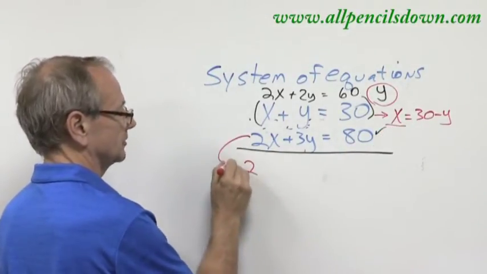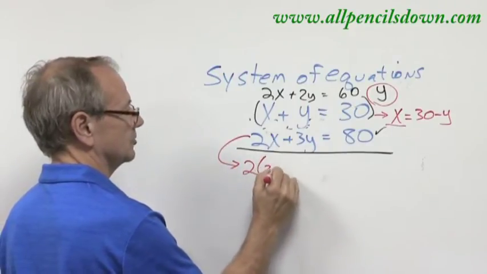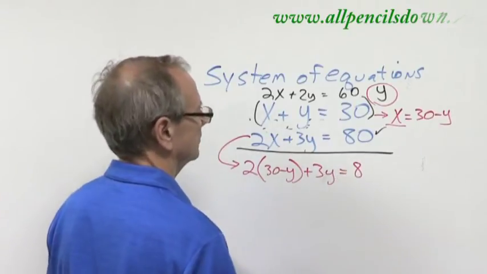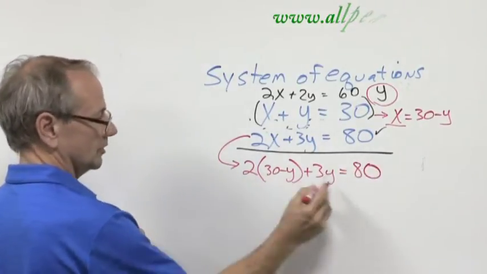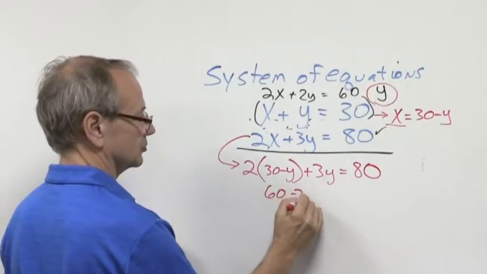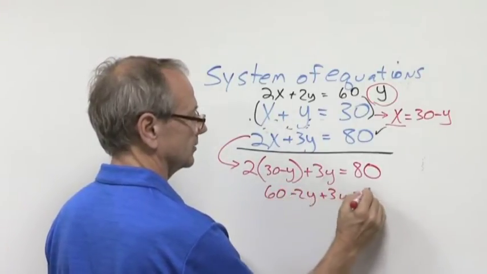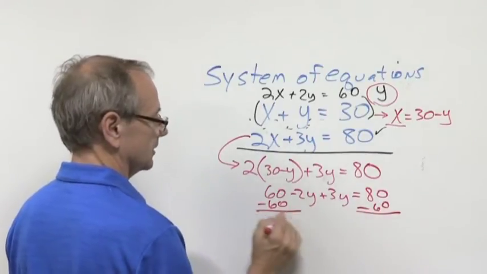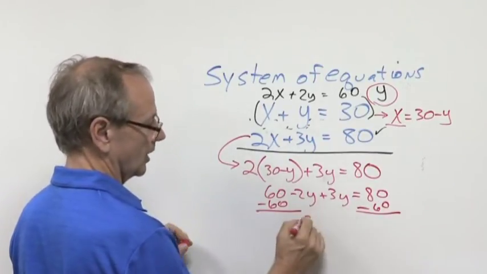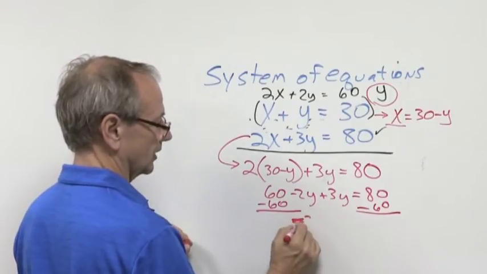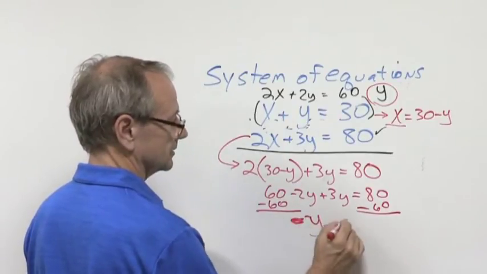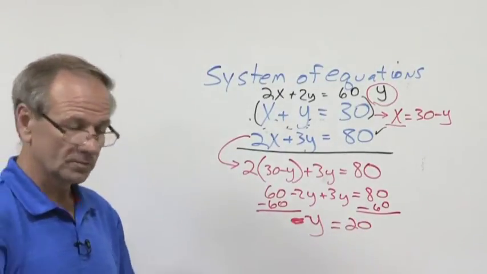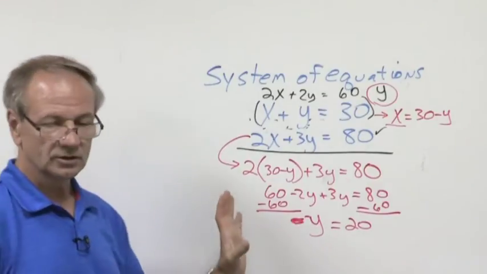So now I would take this equation. I would have 2 times 30 minus y plus 3y equals 80. Now I go ahead and multiply this through, and I get 60 minus 2y plus 3y equals 80. Subtract 60 from both sides, and I'm going to get a minus 2y plus 3y gives me just a plain y is equal to 20, which is the same thing we got before. Now, this is just giving you a quick little example.